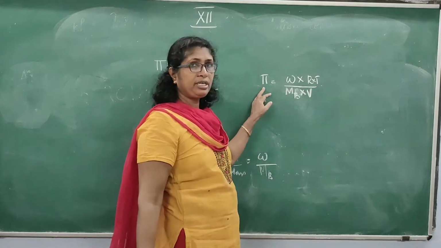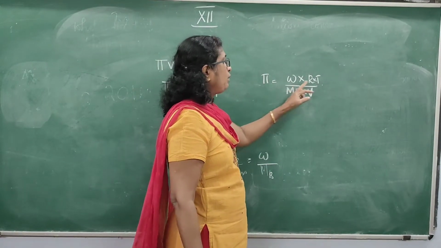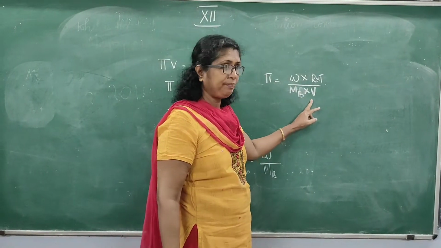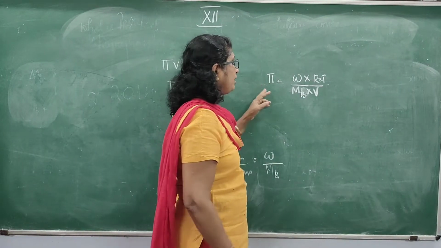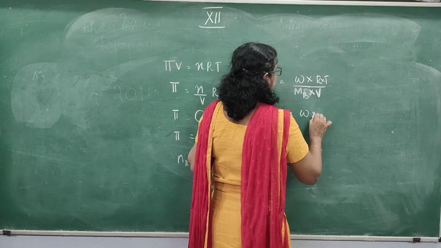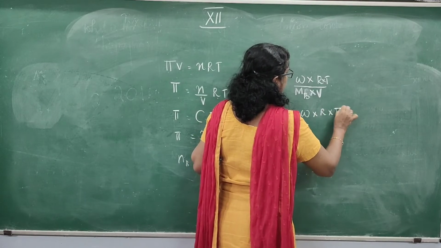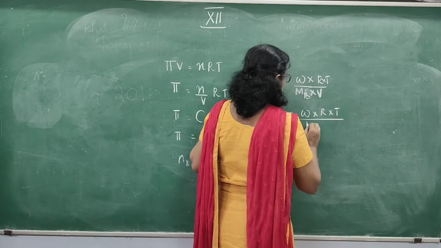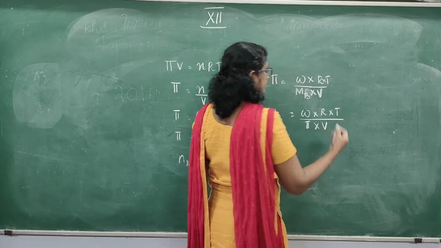So pi, the osmotic pressure, is equal to WRT by Mb into V. Then what is Mb? Molar mass. Mb is equal to W into R into T divided by pi into V.